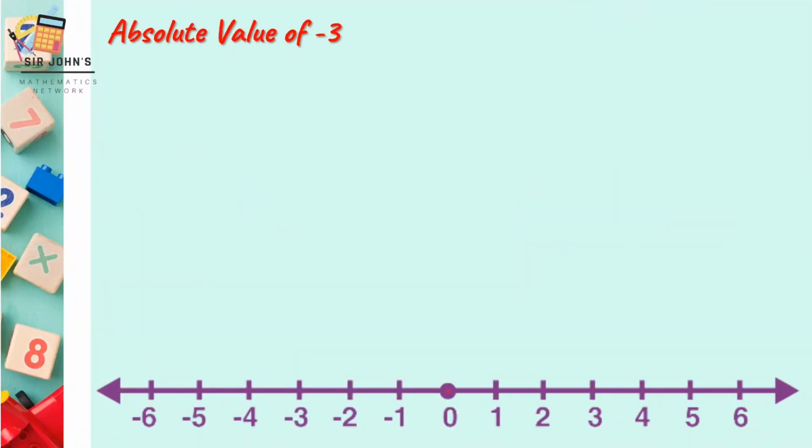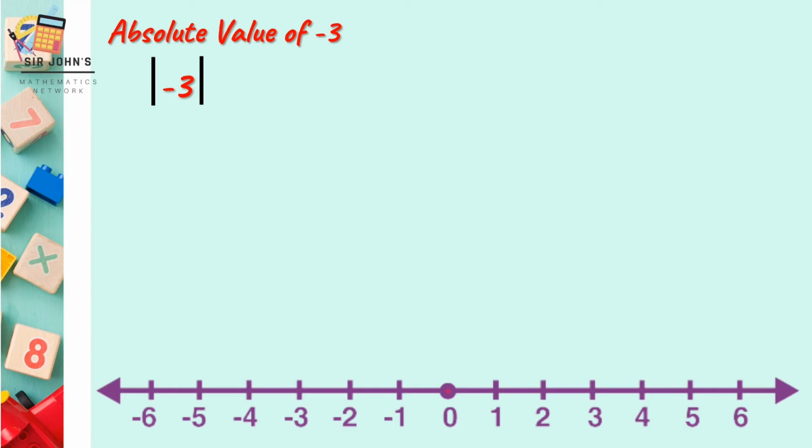Example, absolute value of negative 3. Una, isusulat muna natin yung negative 3. Then after that, maglalagay tayo ng dalawang vertical line at ilalagay natin yung negative 3 sa loob nun. Kapag sinabing absolute value of negative 3, ay aalamin natin yung distance ng negative 3 kay 0 or gaano kalayo yung negative 3 kay 0 sa number line.